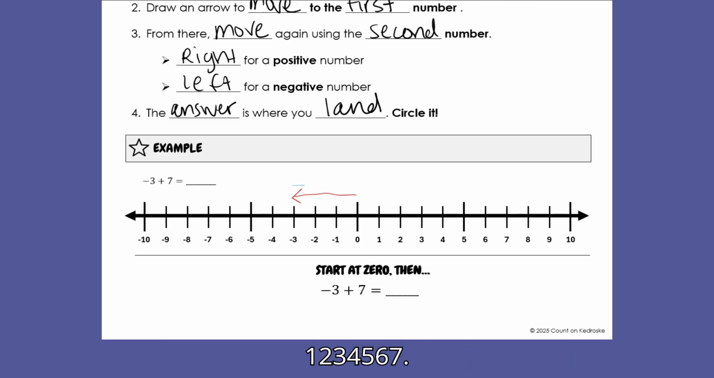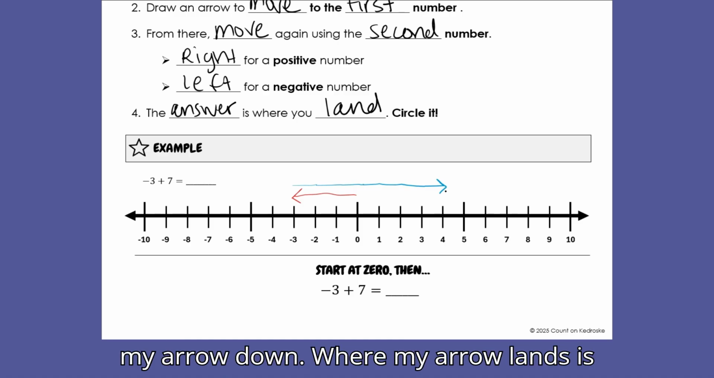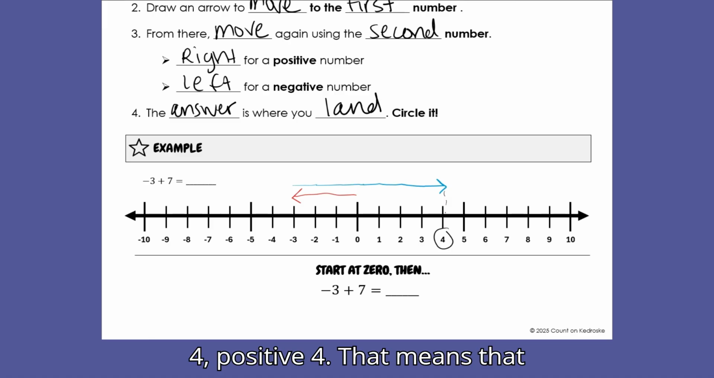So I'm going to count from here: 1, 2, 3, 4, 5, 6, 7. Where my arrow lands, I'm going to follow my arrow down. Where my arrow lands is positive 4. That means negative 3 plus 7 equals 4.